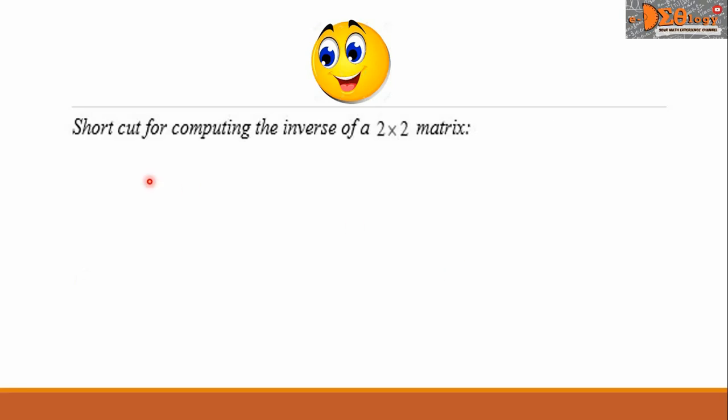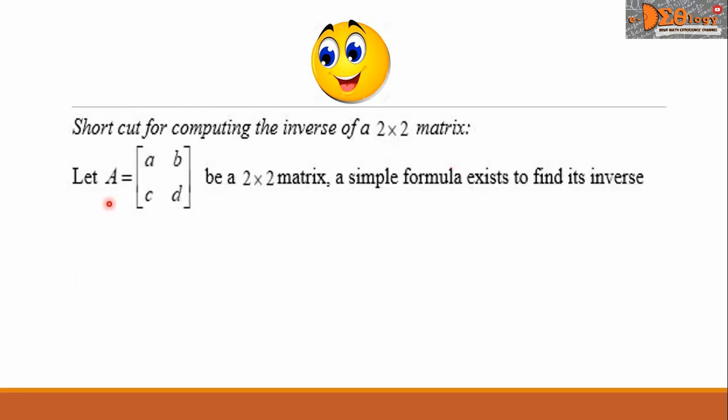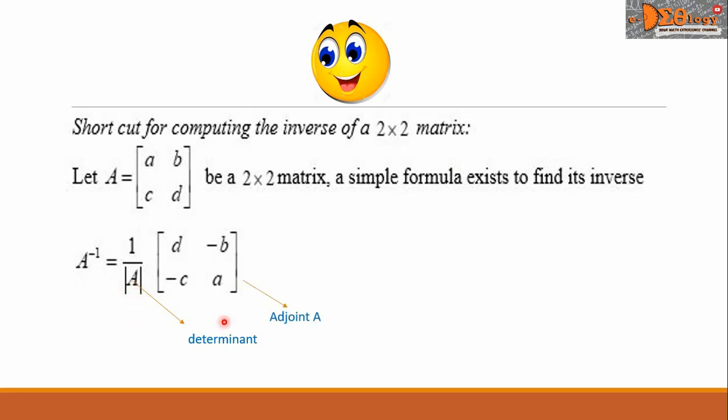To review, we have the shortcut method that we use to compute the inverse of a 2 by 2 matrix. So given matrix A, which is a 2 by 2 matrix, the formula of the inverse equals 1 over determinant multiplied by the matrix that we call adjoint of A. Please remember, the formula of determinant is ad minus bc.